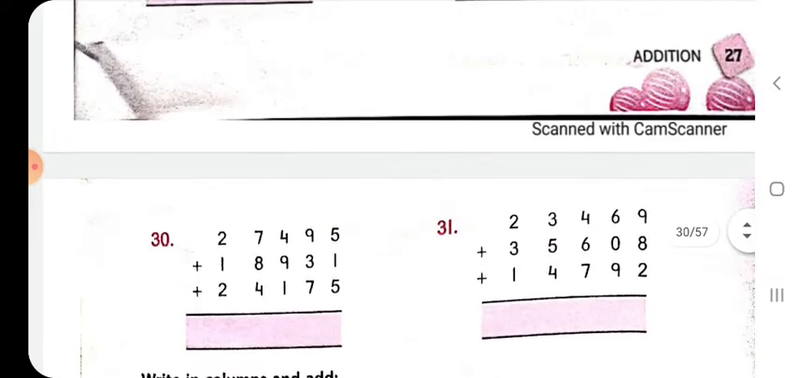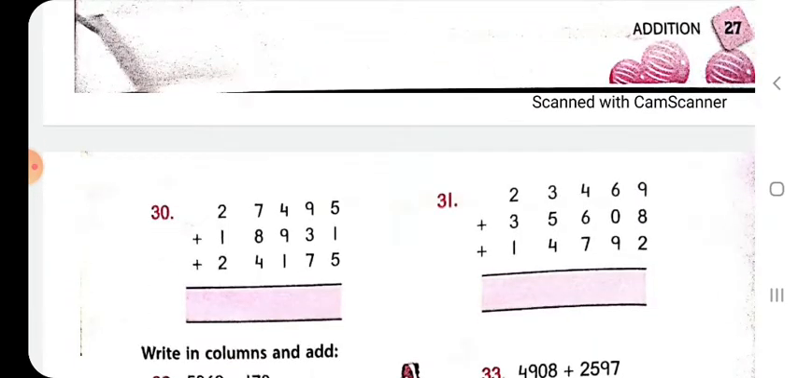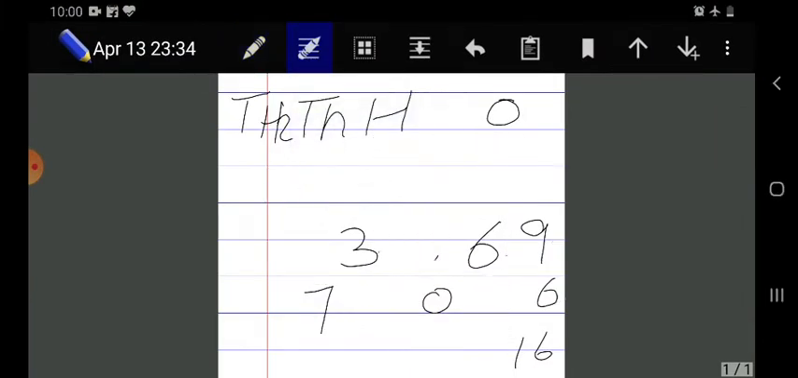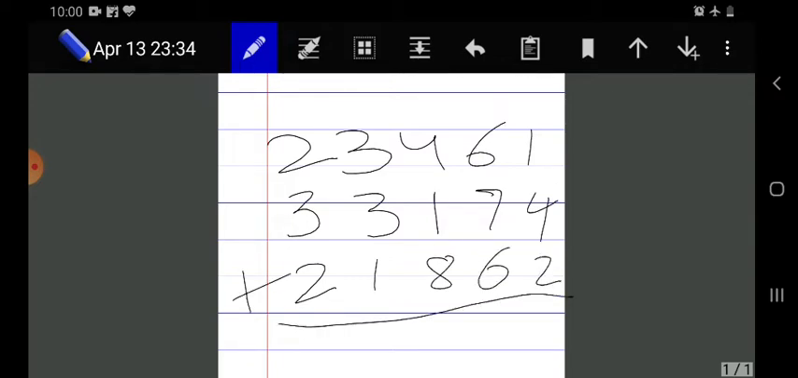I'll just give you one more example. Just like the 30th and 31st sum, if we have to add three numbers, we will do it just like this. Suppose the numbers are 2 3 4 6 1, 3 3 1 7 4, and 2 1 8 6 2. Suppose you have to add all these numbers.